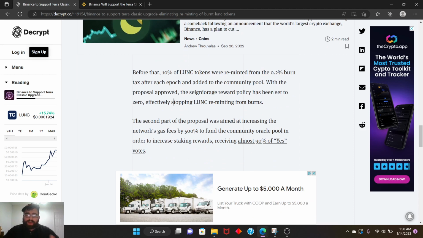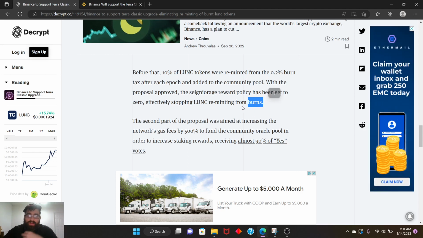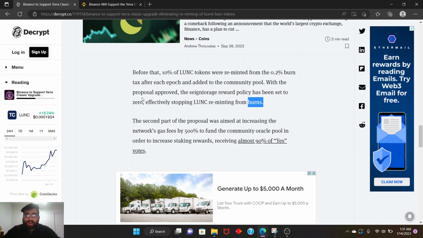What this essentially means, I believe, is that from every burn that happened, some was reminting the coins, right? It was adding to the pool. So I'm guessing if they implement this, which they're going to, because a lot of people voted in favor of it, they're going to stop the reminting of new coins when the burns happen. So essentially when the burn happens, it's going to eliminate circulating supply, right? It's going to make it go down. But how much? I don't know.